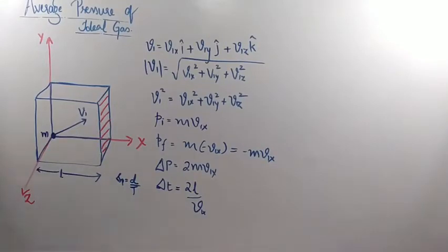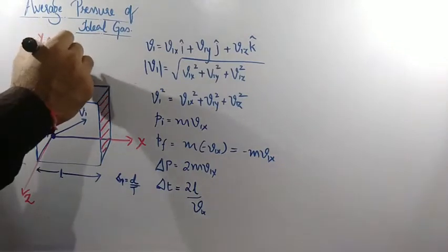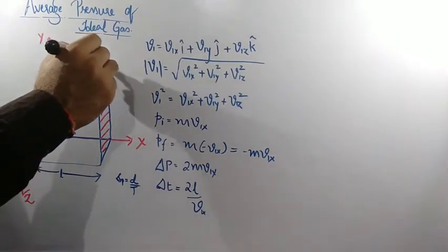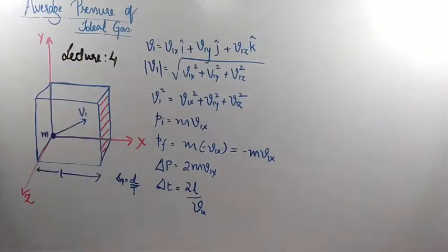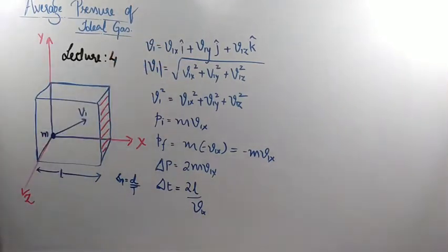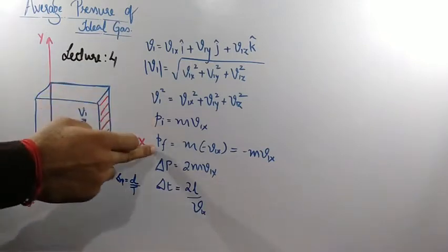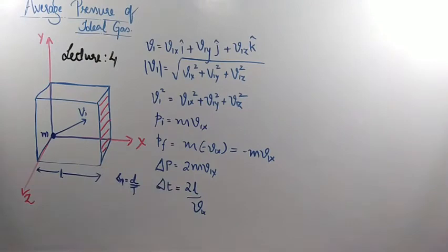So welcome back students. This is our continuation part for this derivation. This is lecture number 4, a continuation of lecture number 3. In the previous class we had drawn this diagram and I had told you how we got V1. What is the magnitude, the initial momentum, the final momentum, the change in momentum, and what is time.